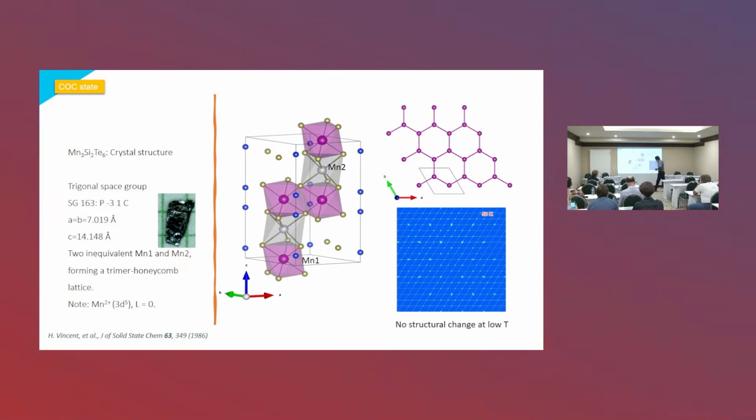One other thing that I want to point out is that in this compound, manganese is 2+. That means we have 5 d electrons, a half-filled shell. So the orbital moment should be zero. L should be zero. If L is zero, then you do not expect spin orbit interaction at all. And if you don't have spin orbit interaction, you do not expect anisotropy. But we've seen all of this. So we'll talk about this.